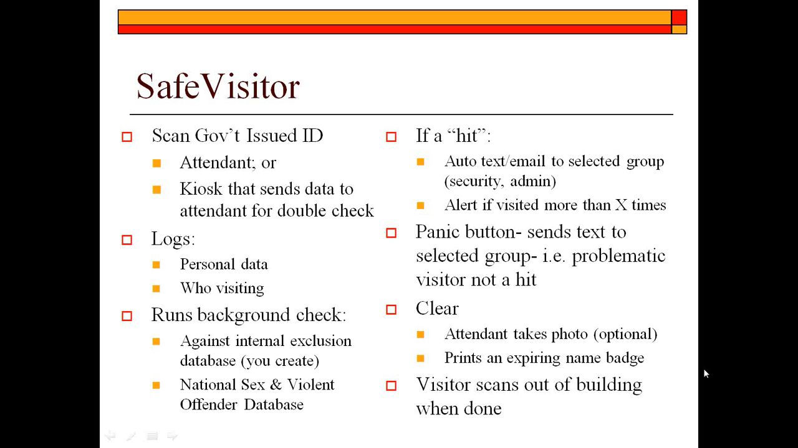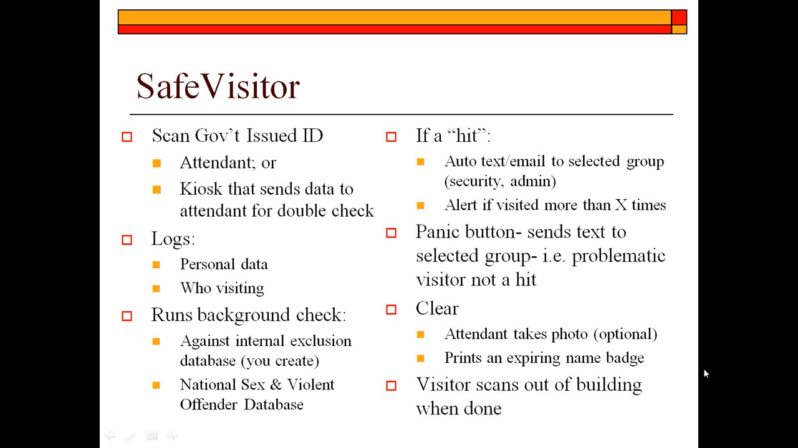And I'm going to show you some screenshots here in a minute, and once it populates that, then you have the option of adding data like who they're there to visit. Optionally, again, you can choose to run a background check, and how this background check works is just a quick search of the National Sex Offender Registry, and it also is a search against an internal exclusion list.